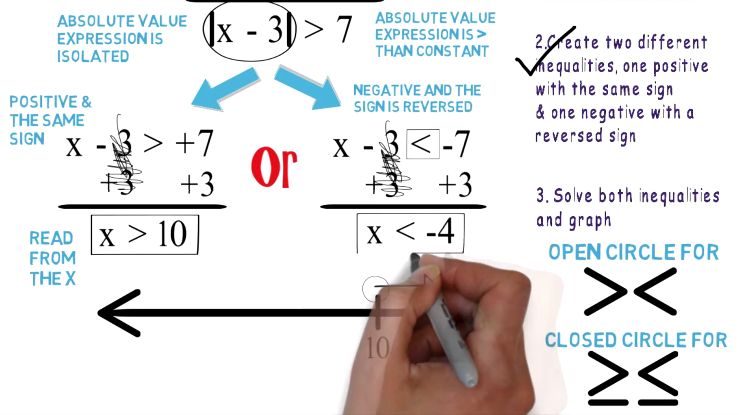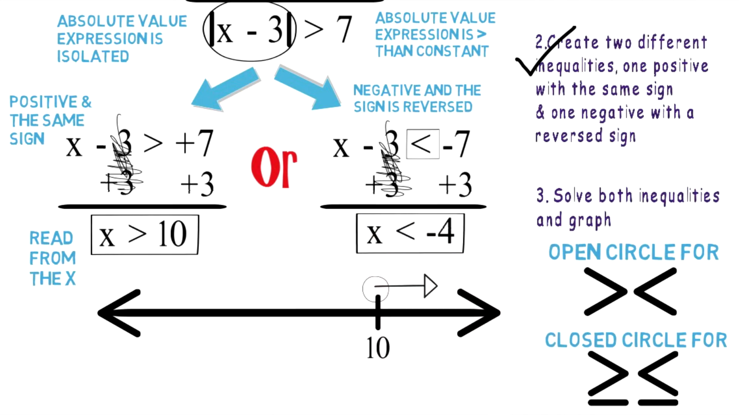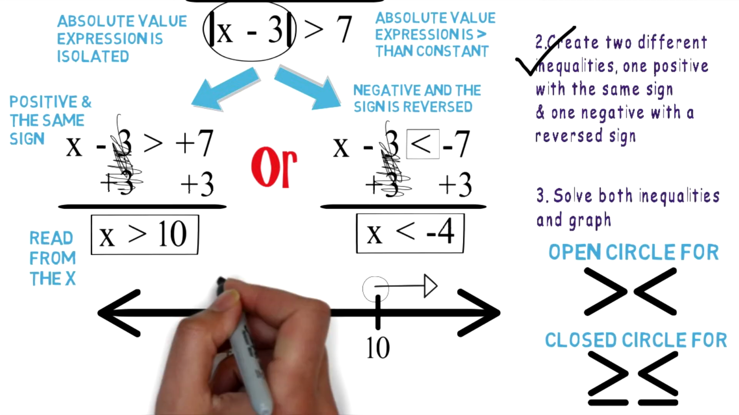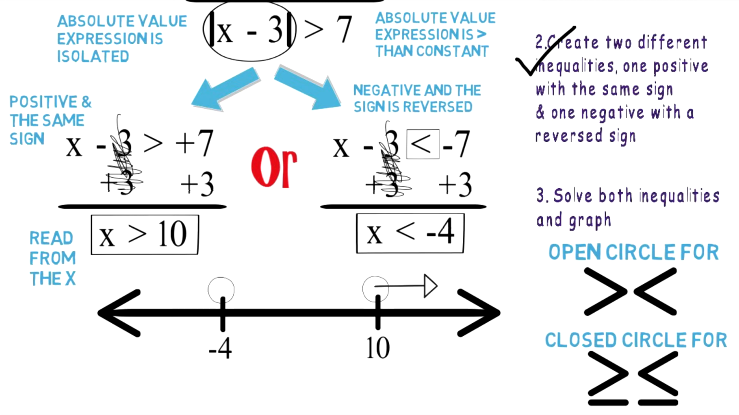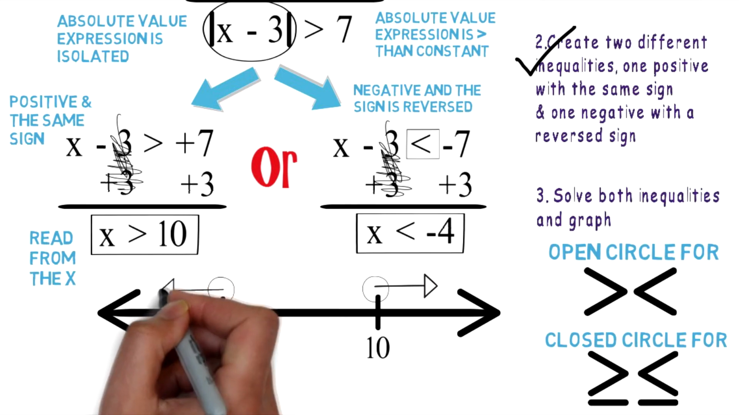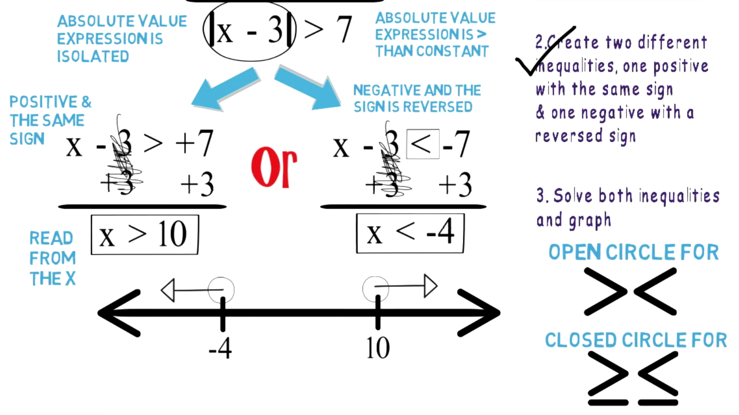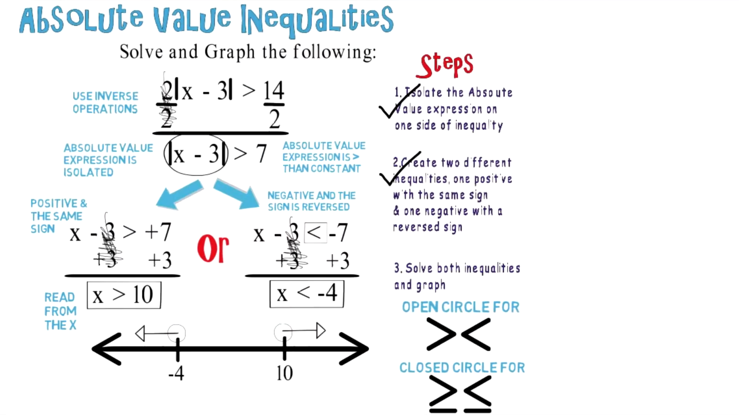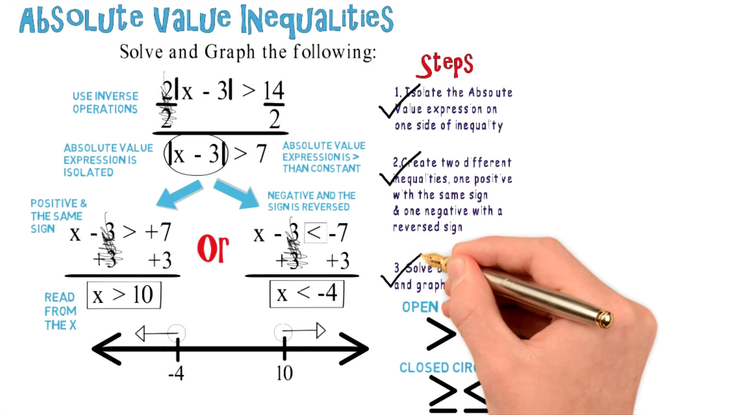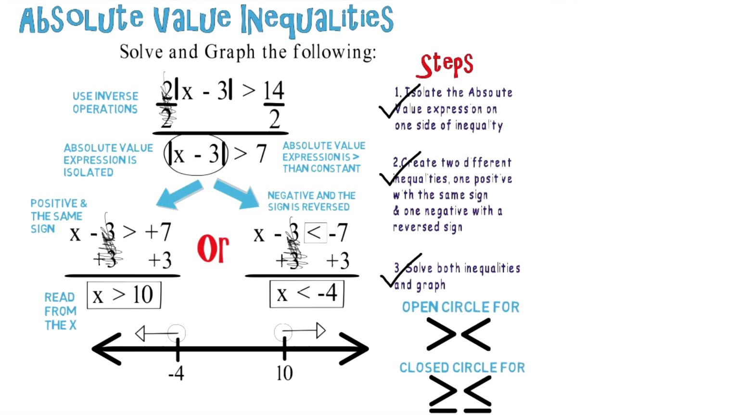So let's plot negative 4 on the number line. There you have negative 4. We'll place our circle. Less than goes in the left direction. We'll check off step number 3. And we're done.